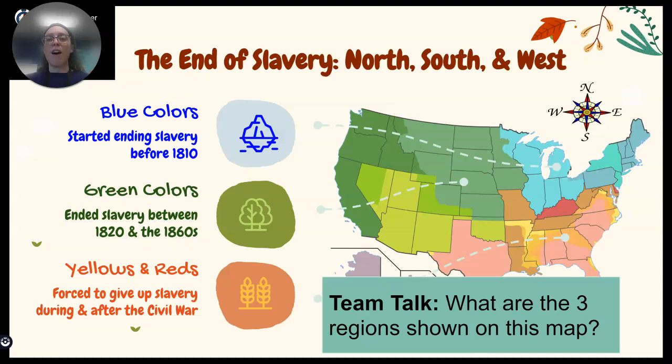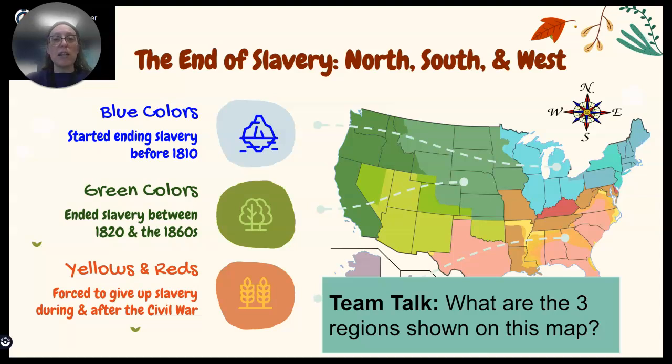There was not a hard and final time that says, today is the end of slavery in a lot of the northeastern states. The green colors in the West ended slavery between 1820 and the 1860s. Down here in the Southwest, it kind of depended on which side they were listening to in the Civil War, whether they got rid of slavery before the Civil War was ended or not.